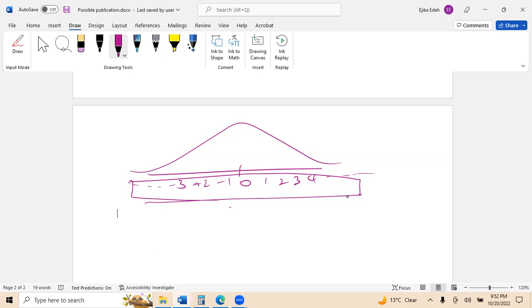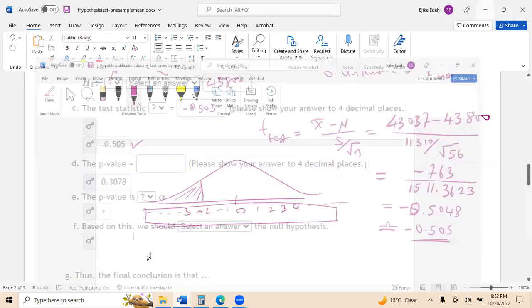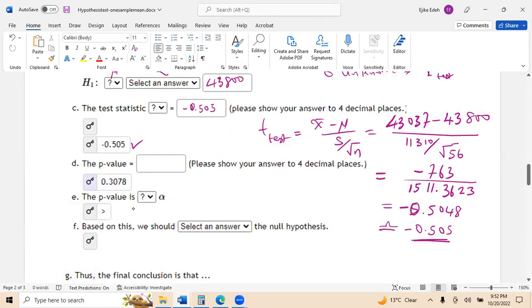But remember in this example, we are doing a left tail, so it makes sense that our answer should be negative. Okay, so let's go back to that very quickly and continue. So our t-test statistic is 0.505. And the next step is to compute the p-value. And we go back to our Excel.